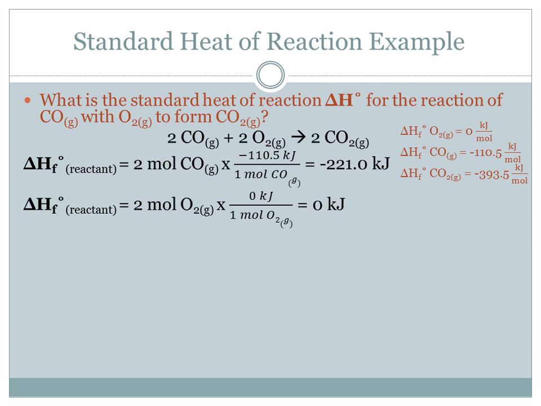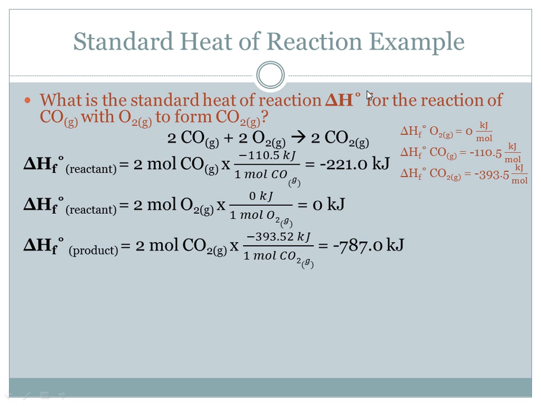Now let's look at our products. We have 2 moles of carbon dioxide, so we're going to take 2 moles of carbon dioxide and multiply it by its delta H of formation to get negative 787 kilojoules.